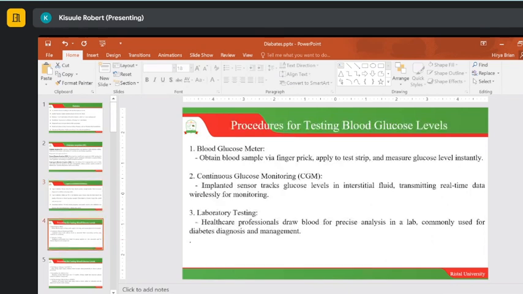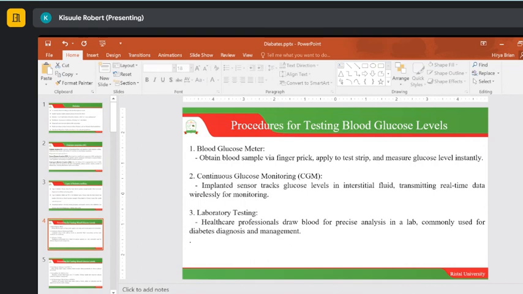Procedures for testing for blood glucose. So how do we know that the levels of blood glucose are high? One of the methods we would use is a glucometer. Here we obtain a blood sample via finger prick. The finger of the individual you're trying to test is pricked, and then a test strip is used to measure the glucose levels instantly.